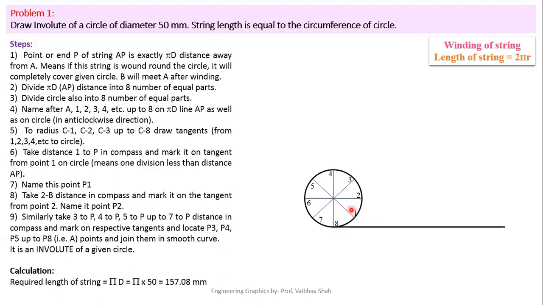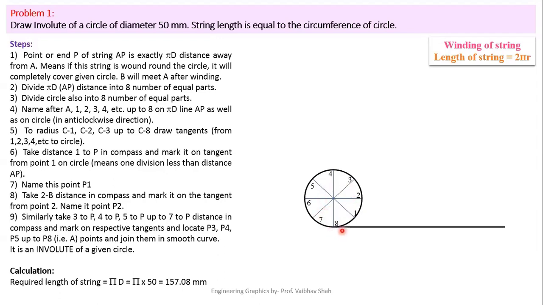If you try to wind the string around this circle, the string will first get in contact with this part, point number 1. If this is point number 0 as a starting point, and this is point number 1, then we have to give the numbering in the anti-clockwise direction. So let us give numbering 2, 3, 4, 5, 6, 7, and 8. Understood? Now, we have divided this winding operation into 8 parts of the circle's circumference.